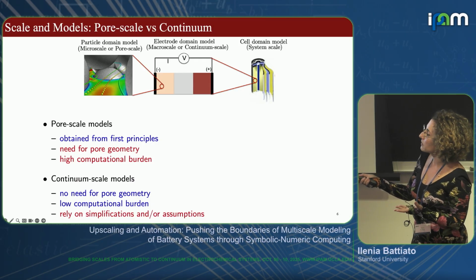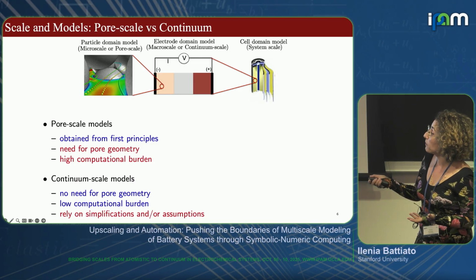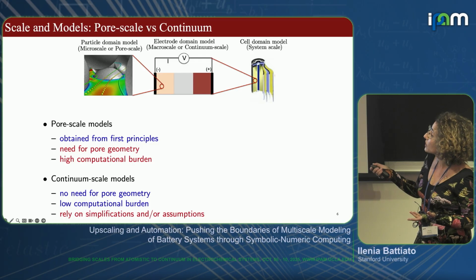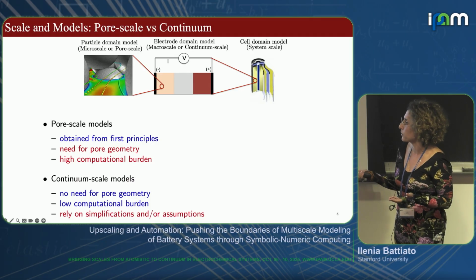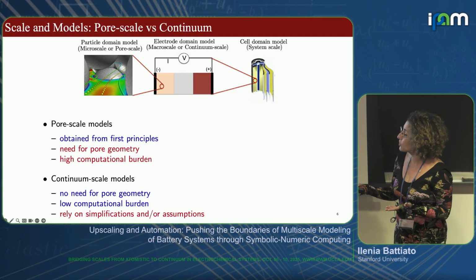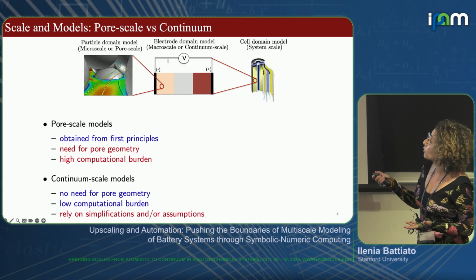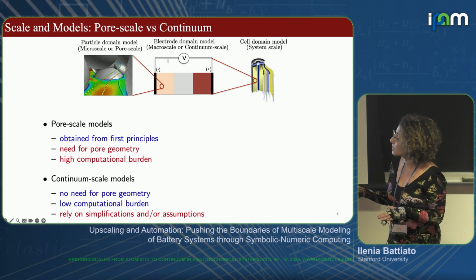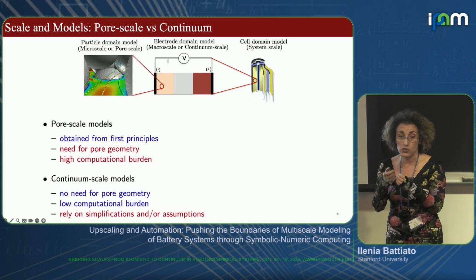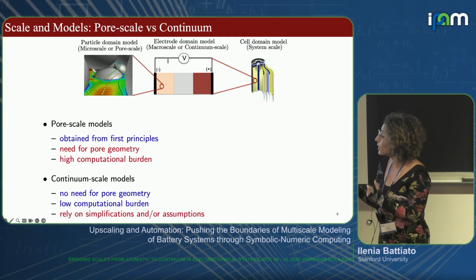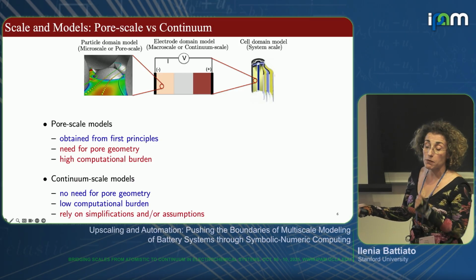So that's a good thing, but of course, we need to know the pore-scale geometry everywhere in order to be able to solve them. And if you want to solve the equations over the entire device, of course, this would become computationally unfeasible. Continuum scale models have the opposite advantage. We do not need to know the pore-scale geometry everywhere in the porous medium, but we only need to know the distribution of these effective parameters. For this reason, we can model pretty large systems with a relatively low computational burden, because now we don't have to solve the intricacies of the topology. But this is a big problem. They do rely on simplifications and assumptions.